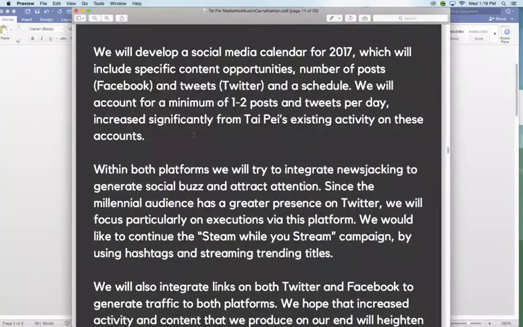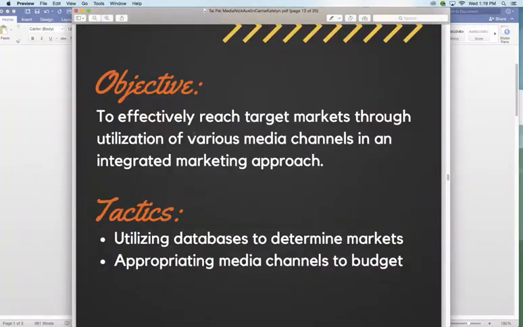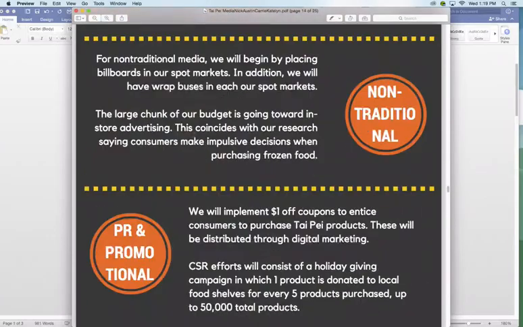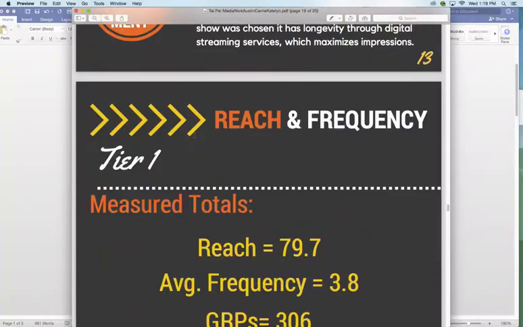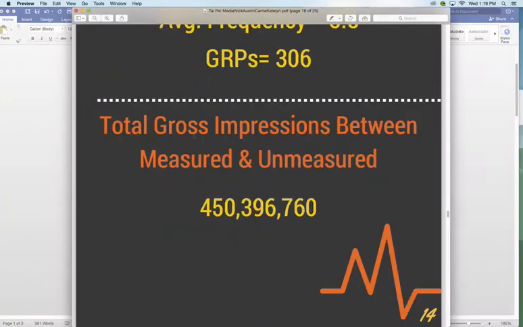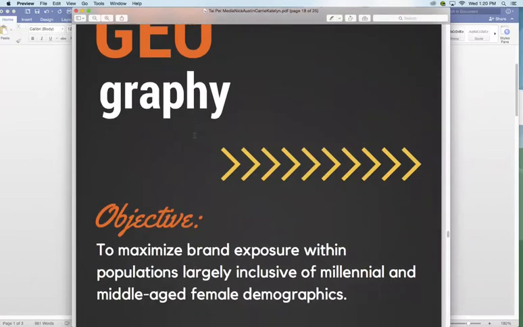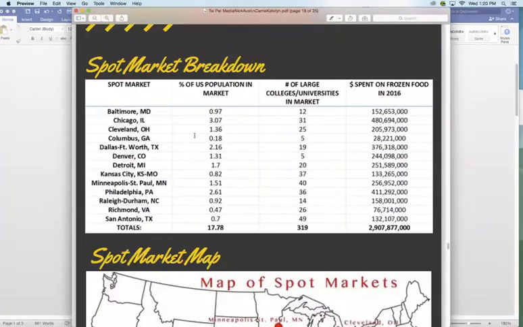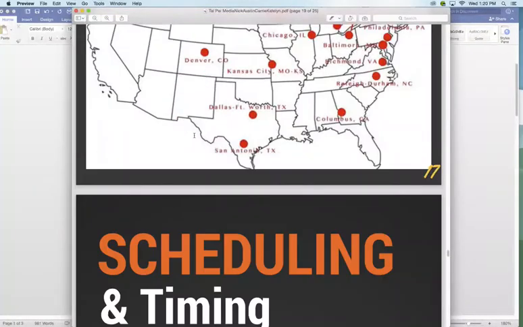But I do want to show you this to kind of get you in the mindset that it doesn't require a whole lot. It just needs to be comprehensive and understandable. So again, you'll see kind of what we're going through. And some of these you will not be responsible for. So I'm not going to make you do geographic locations and spot markets for this particular campaign.